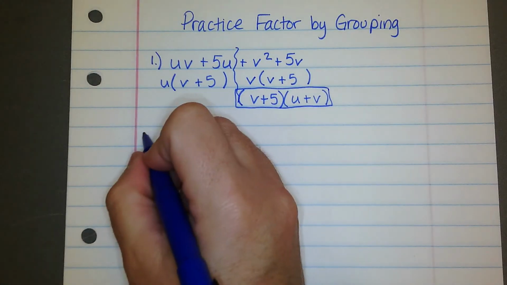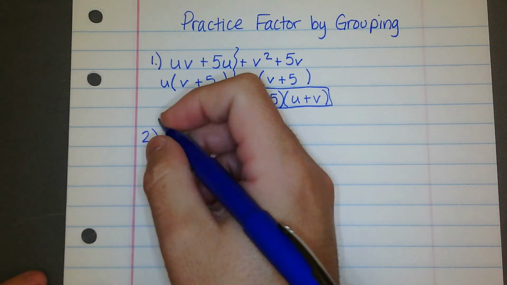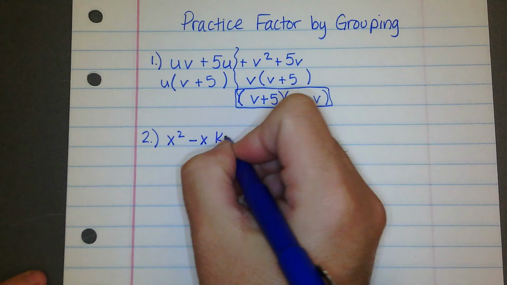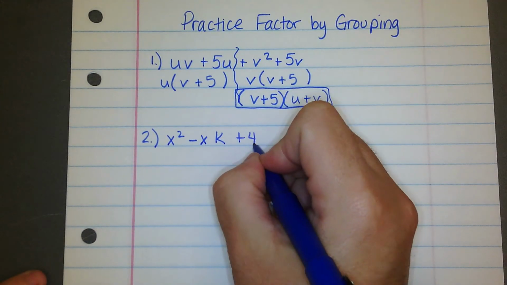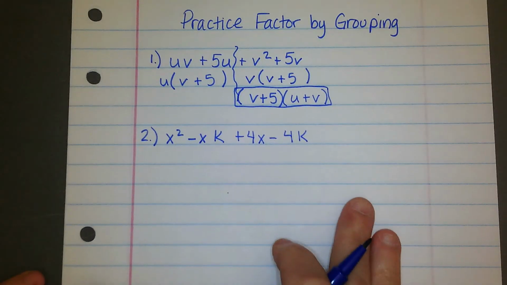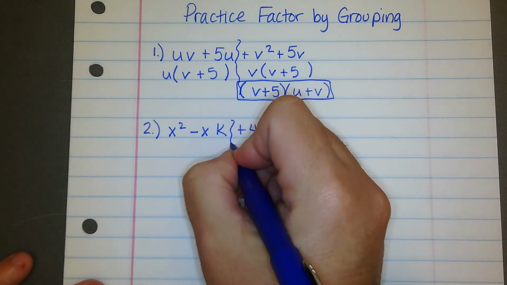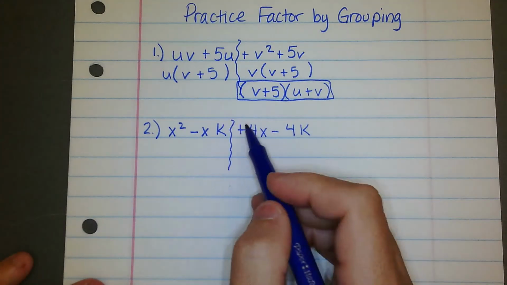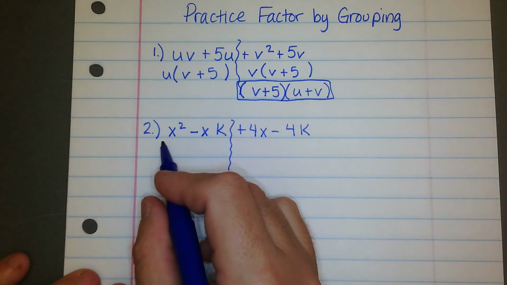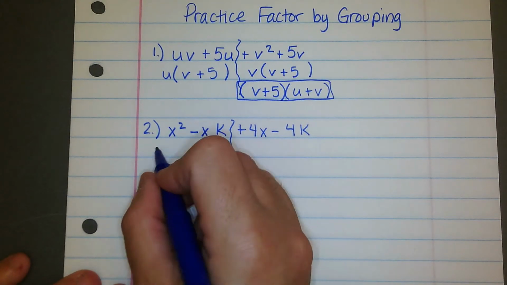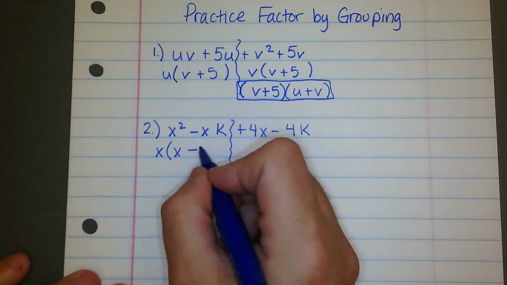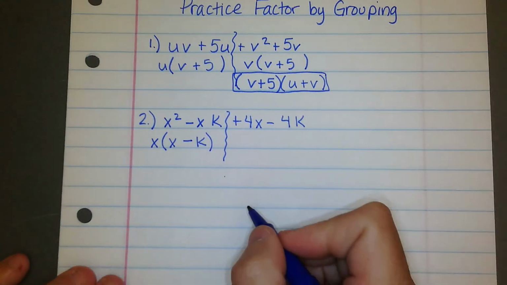Second one is x squared minus xk plus 4x minus 4k. And what we're going to do is crinkle cut because it's got 4 terms. GCF the left, our GCF on the left is going to be x. And when I pull x out, I get x minus k.